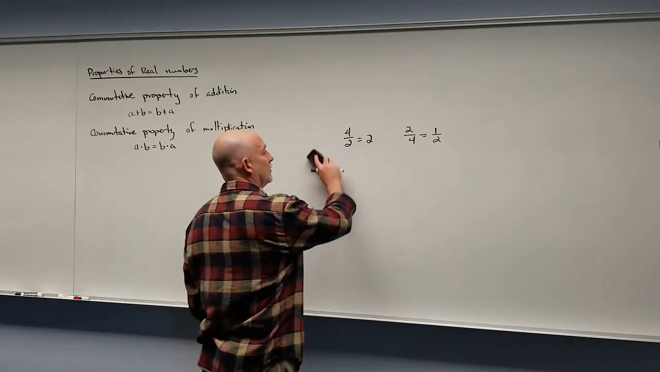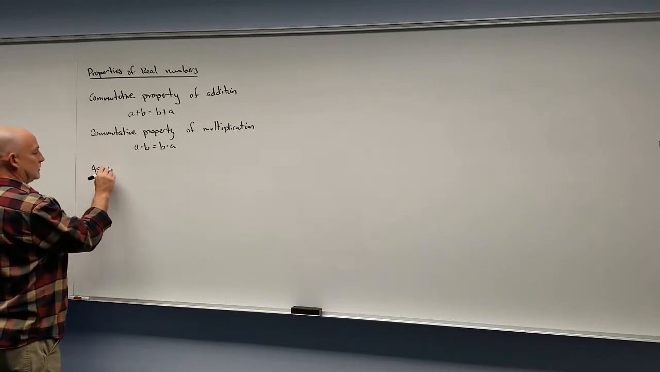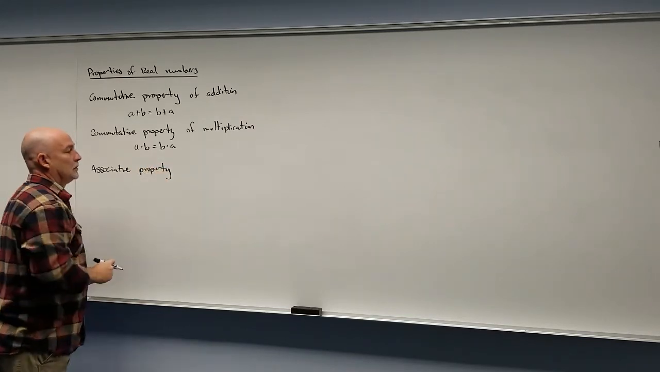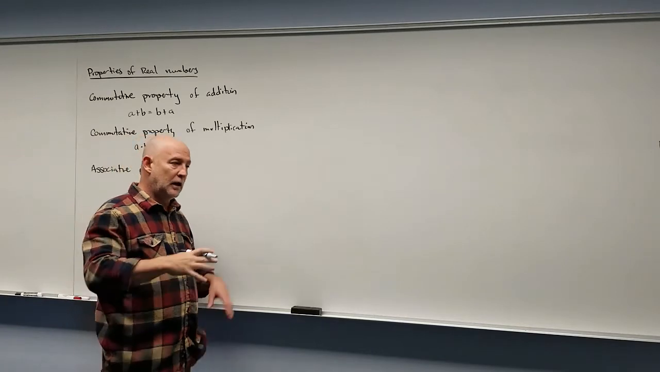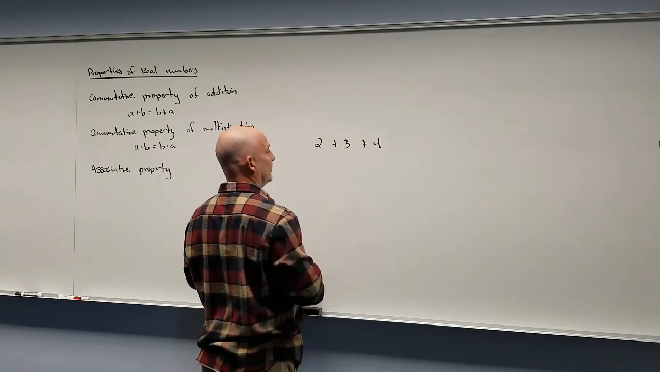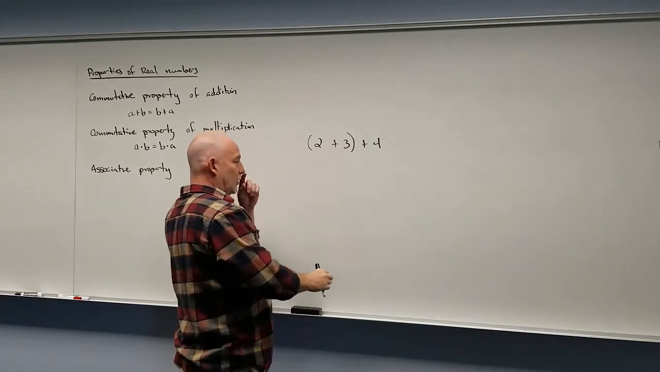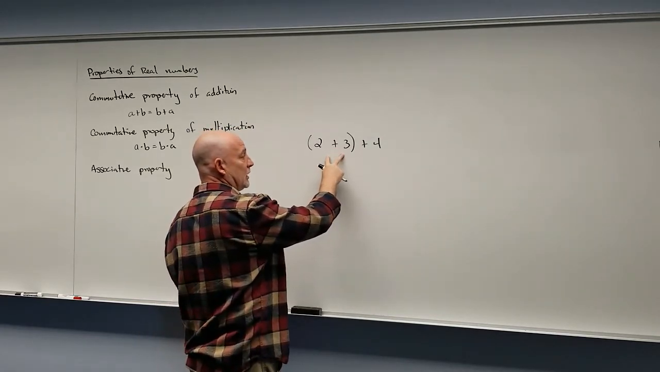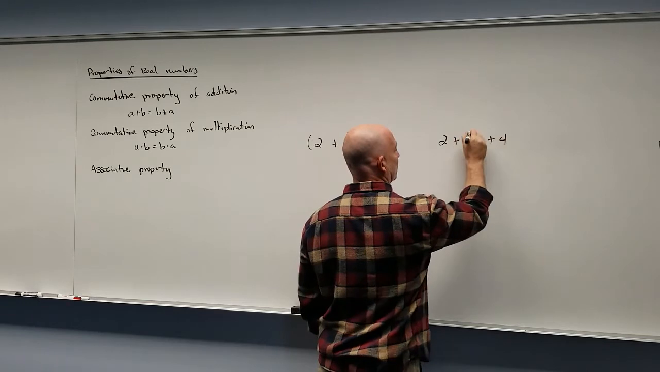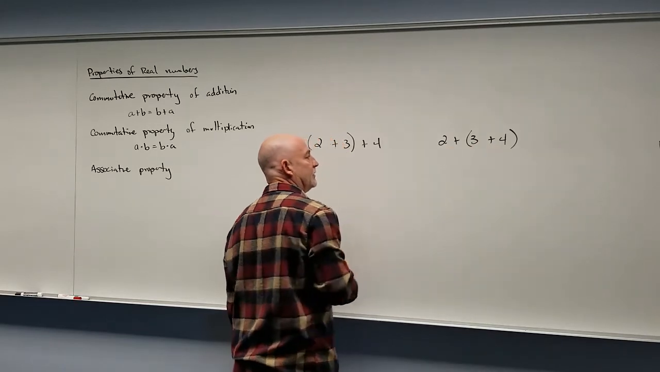The next type of property we're going to look at is called the associative property. Now the associative property, kind of what it sounds like, how you associate or group things together. So if I said 2 plus 3 plus 4, now using our order of operations, I can institute an order that this is supposed to be done. By putting parentheses here, this says add the 2 and the 3, and then add the 4. But I could have also taken this and put parentheses here, which says, according to our operation, add the 3 and the 4 first, then add the 2.